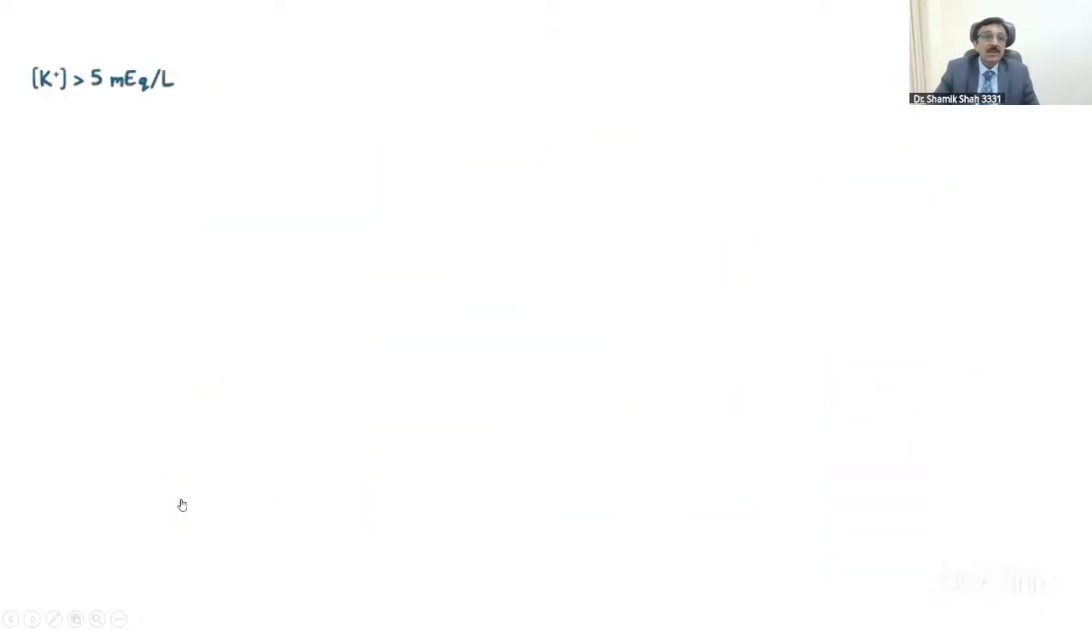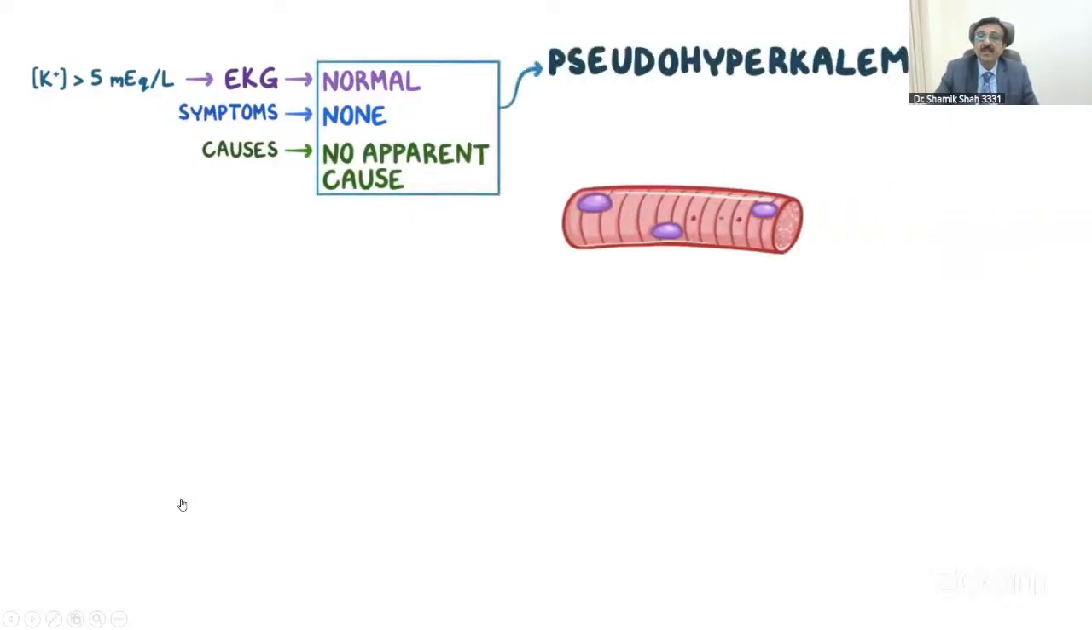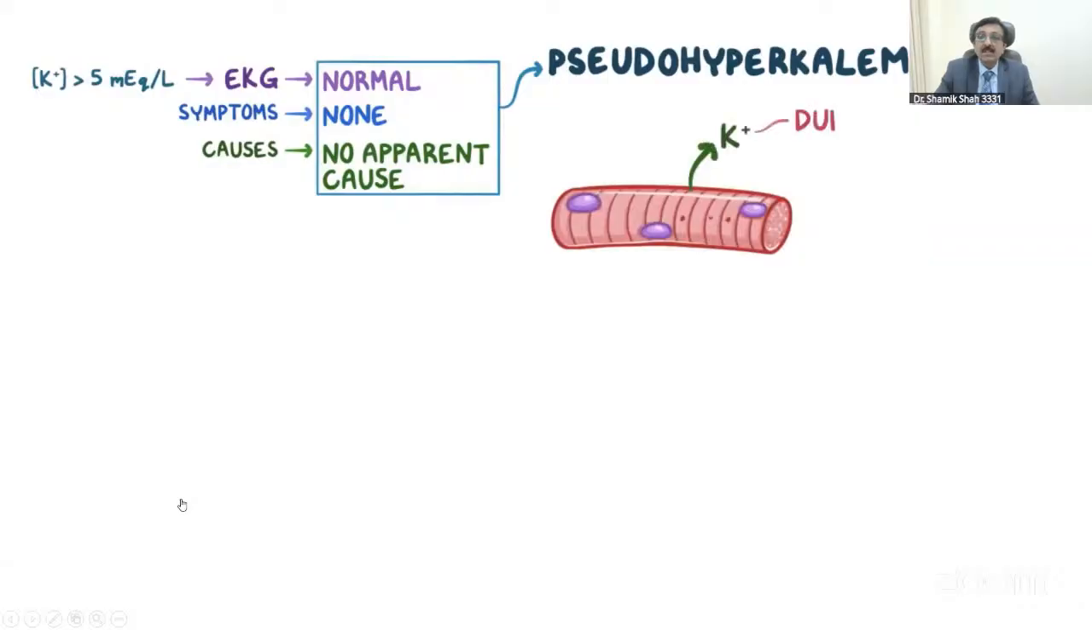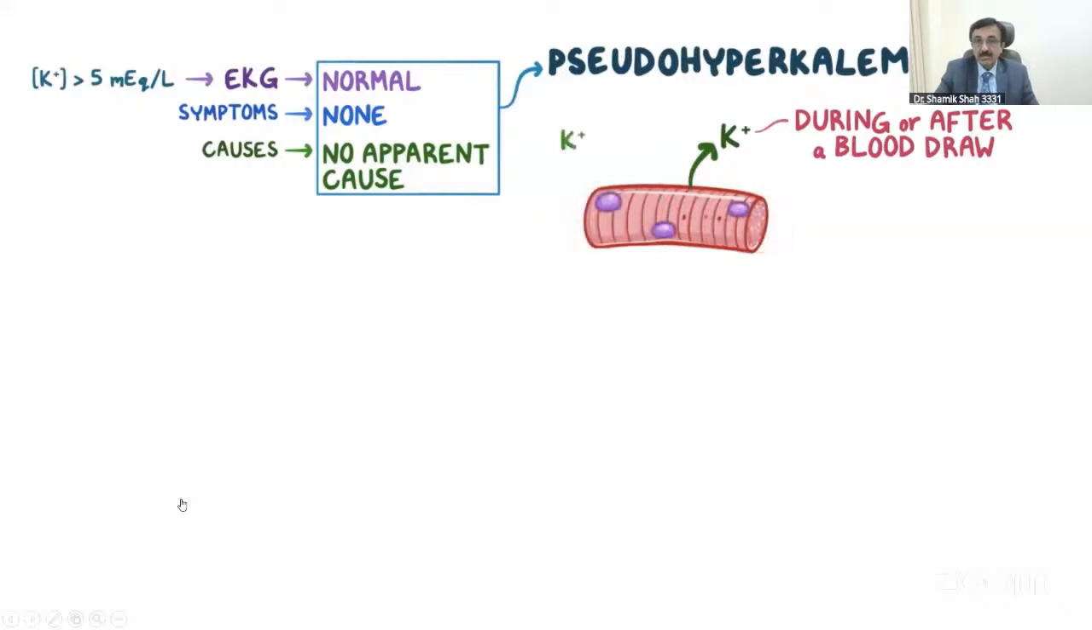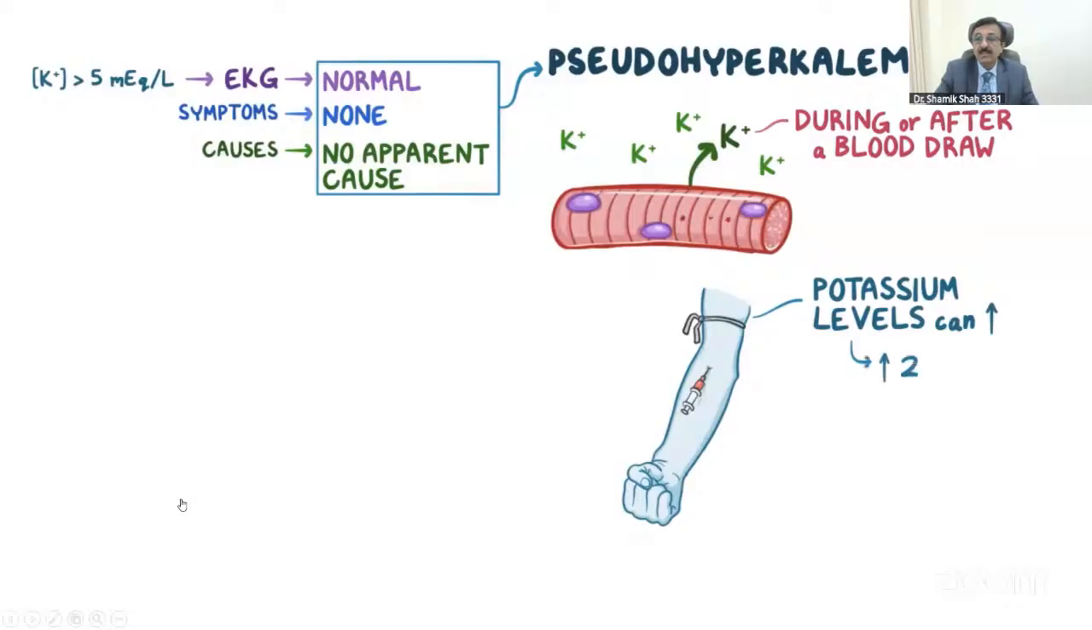When the potassium is more than 5 milliequivalents per liter, we should first do an EKG. If the EKG is normal, the patient is asymptomatic and no apparent cause is seen, then the patient probably has pseudohyperkalemia. Now, what happens? We know that during or after the blood draw, potassium can move outside into the cells, especially if the patient is actively clenching and unclenching their fist. Then the muscle activity causes the potassium level to rise, and this can rise up to 2 milliequivalents per liter in that particular arm.